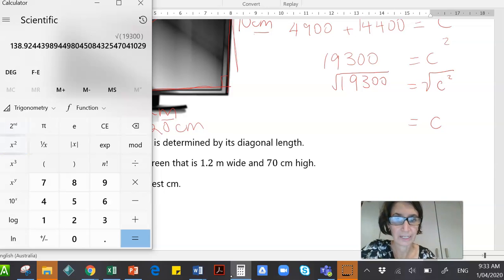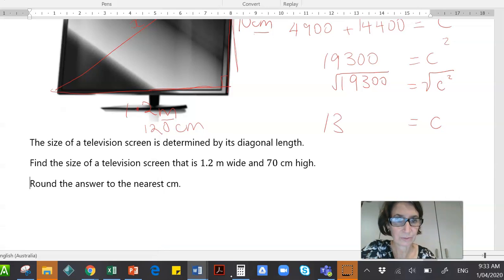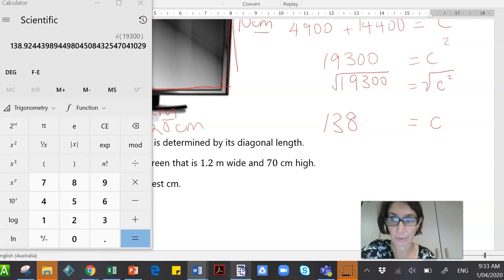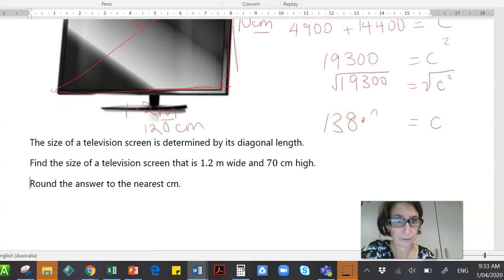Now, it says round it to the nearest centimetre. So if I just write this down as 138.924, etc. But we now need to round it just to the nearest centimetre. So when we're rounding, we look at the next digit. It's already in centimetres. We don't want any decimal places, so we want 0 decimal places. So we look at the next figure, it's the number 9.